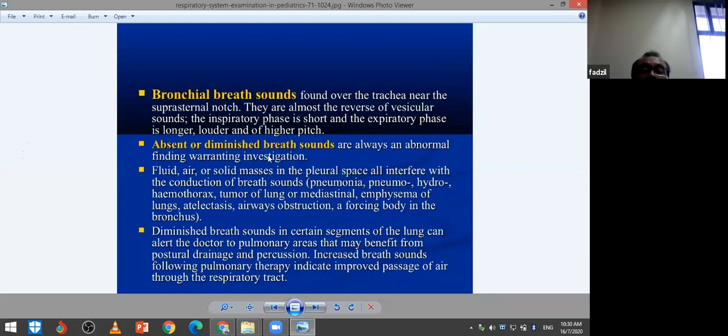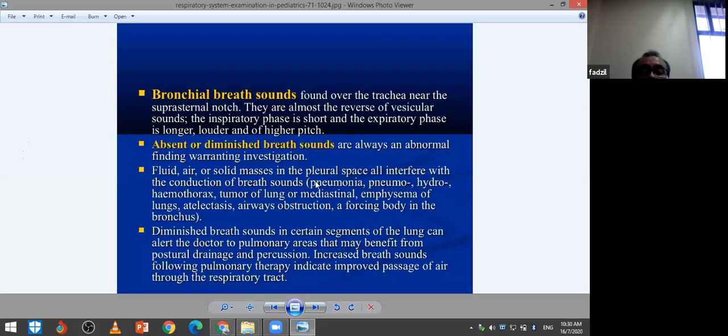So the bronchial breath sound is found over the trachea, supposed to not be elsewhere. And then absent or diminished breath sound is an abnormal finding. No breath sound means that there is an abnormal finding. Fluid, air, solid mass, pleural space, all interfere with the conduction of the breath sound.